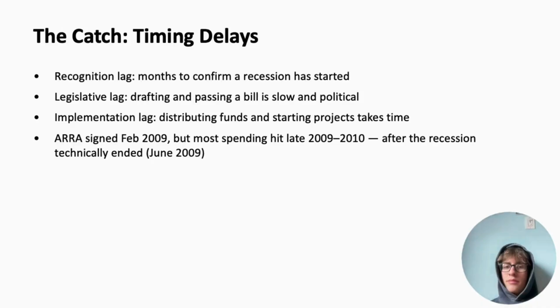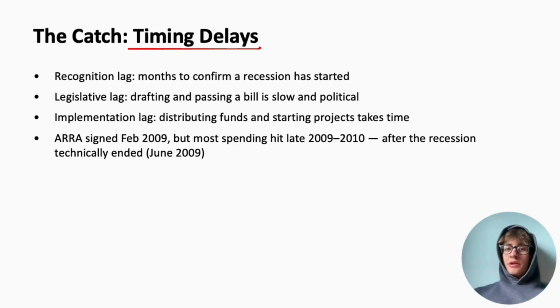But there are some hindrances. For example, timing delays. It takes a long time to recognize a recession, and even more months for Congress to pass a bill, and even longer to actually spend and allocate the money to stimulate the economy. I think it was signed in February of 2009, but most funds and stimulus didn't flow into the economy until early 2010 or late 2009, so like 11 months. And so after the recession had already ended, the stimulus helped, but it arrived late. So it really reduced how effective it could have been.